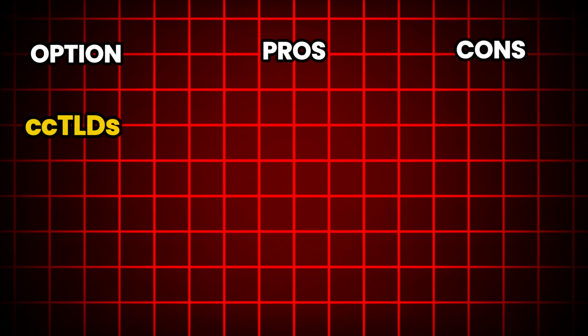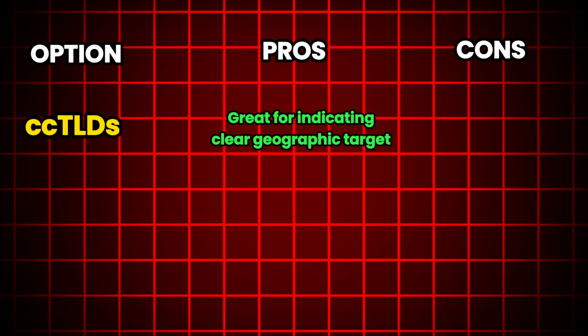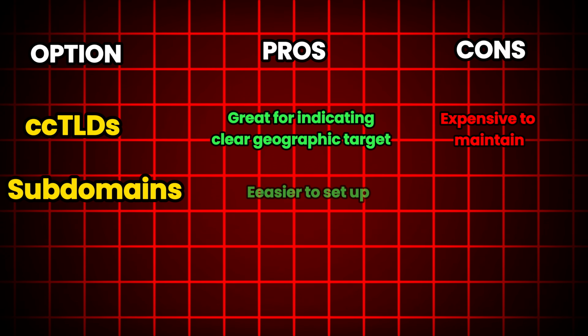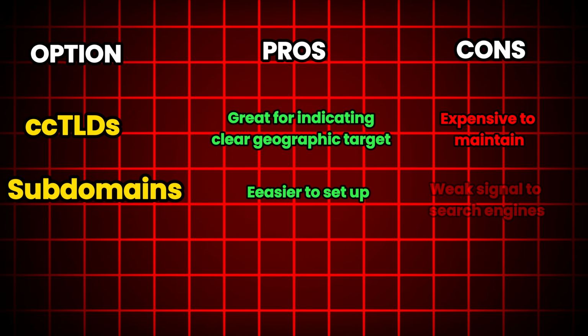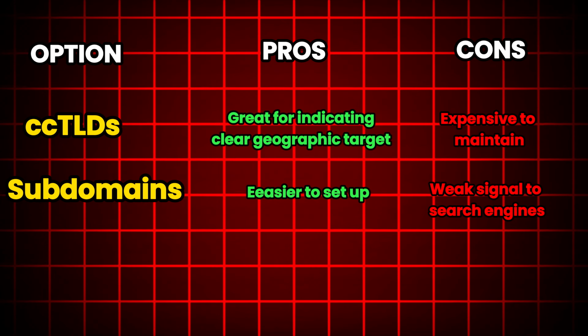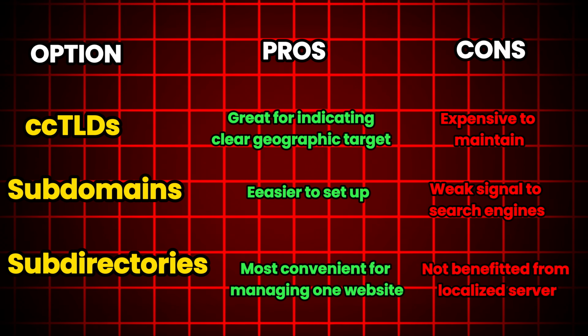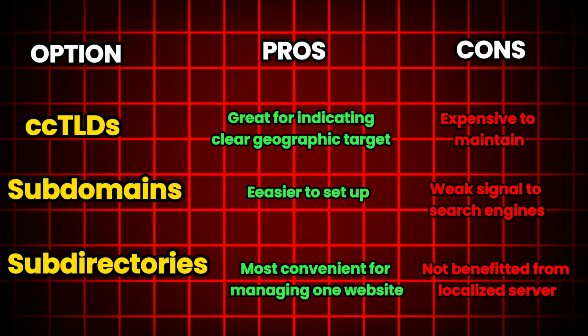Each option has its pros and cons. For example, ccTLDs are great for indicating a clear geographic target, but they can be expensive to maintain. Subdomains are easier to set up, but might not be as strong a signal to search engines. Subdirectories are the most convenient for managing one website, but might not benefit from localized server advantage.